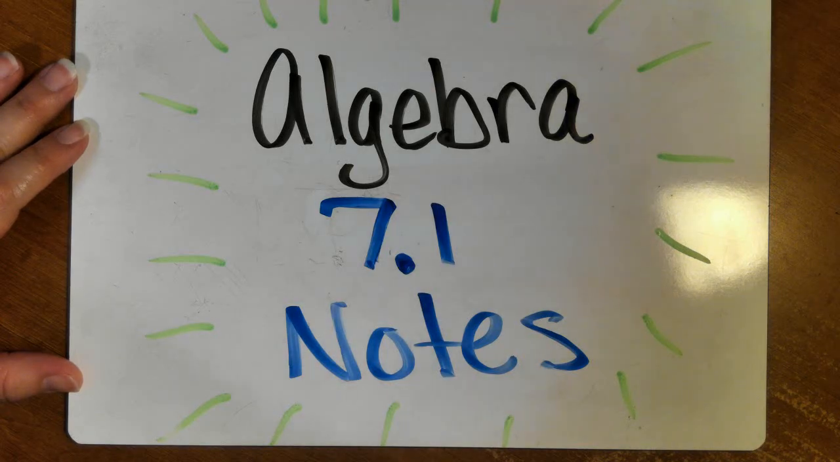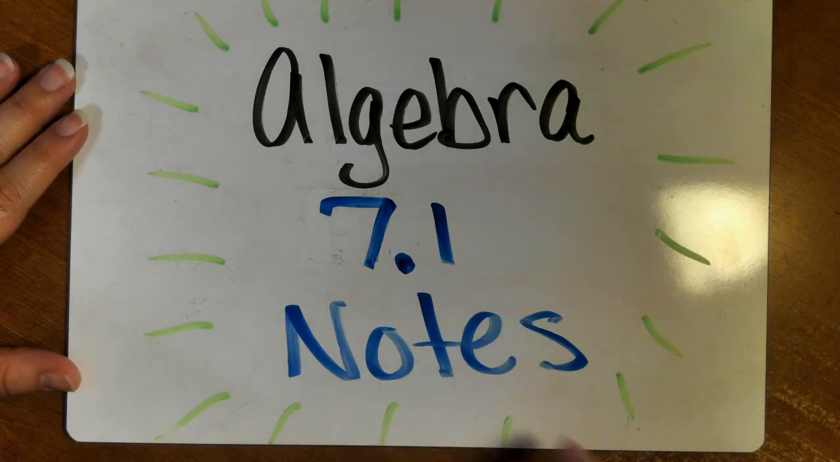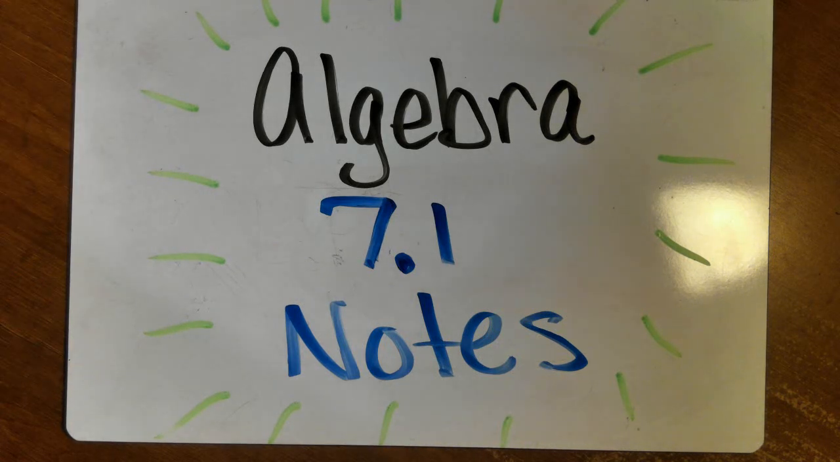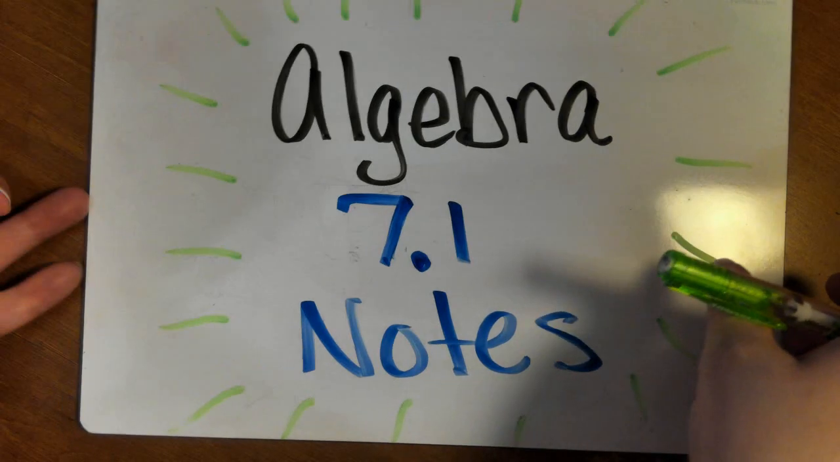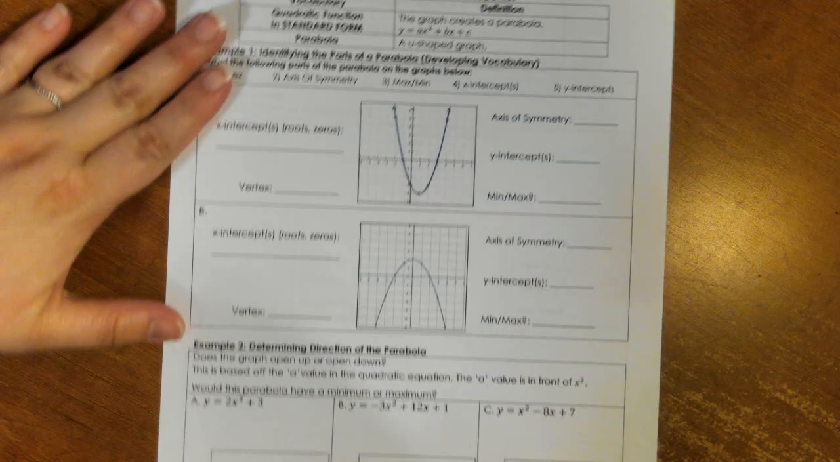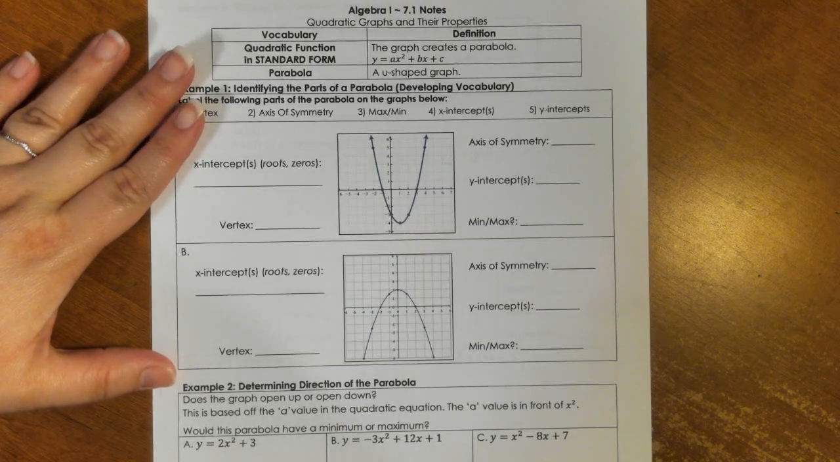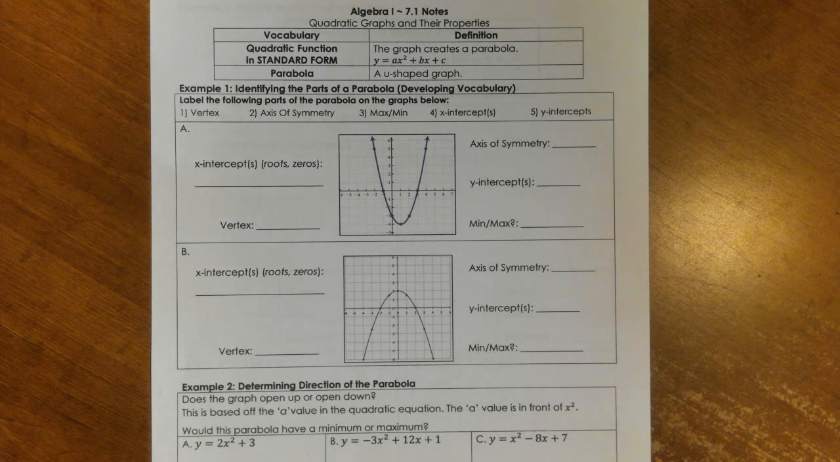Hi everybody, we're going to work with 7.1 today. This is the first lesson of Unit 7. It is called Quadratic Graphs and Their Properties.